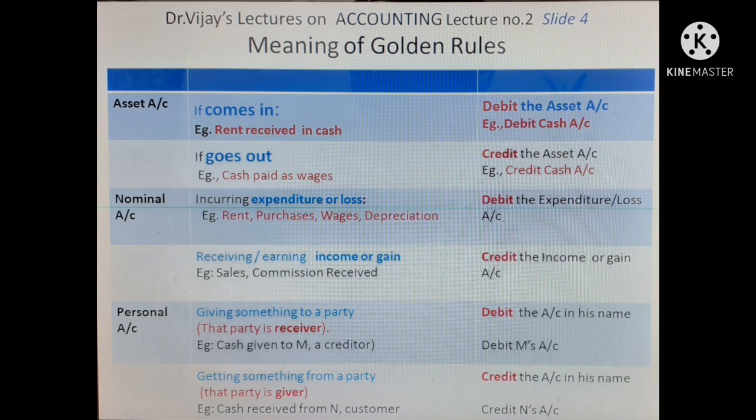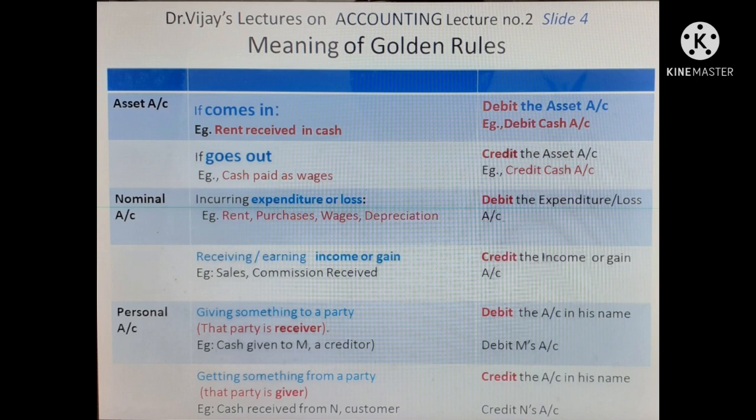For nominal accounts, if it is expenditure or loss, the account is to be debited. Debit the expenditure or loss account. Example, rent paid to be debited in rent account, purchase of goods to be debited in purchase account, wages paid to be debited in wages account.